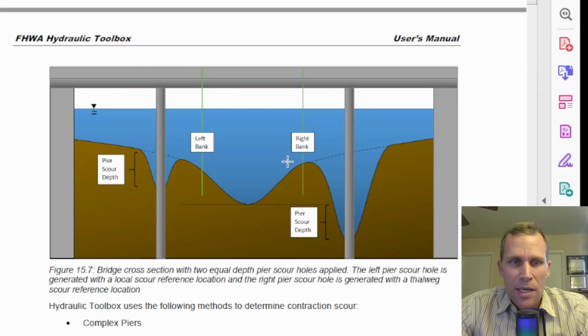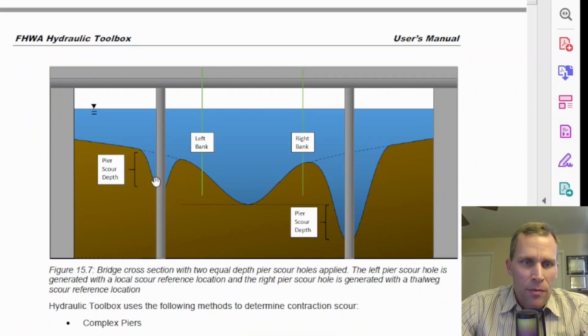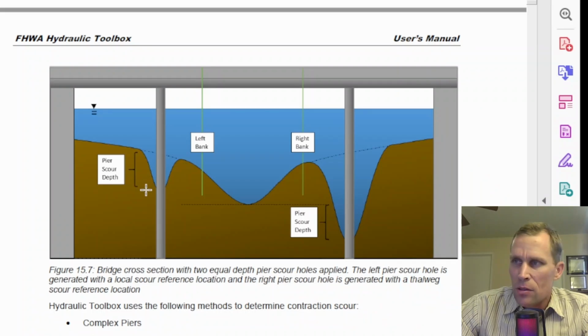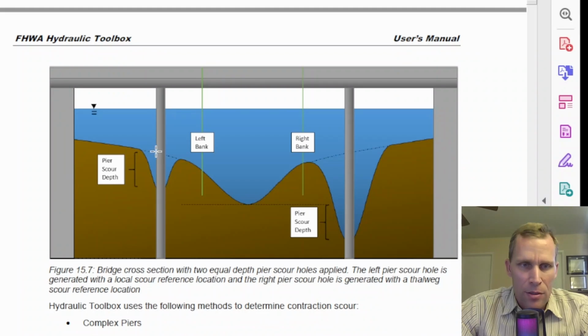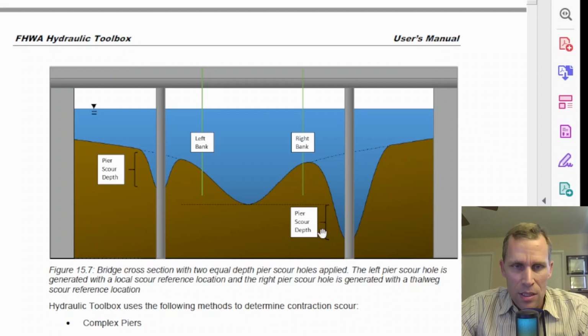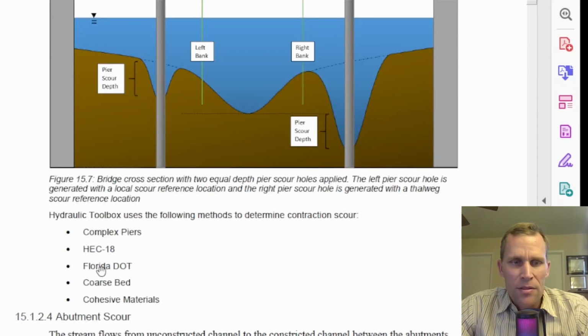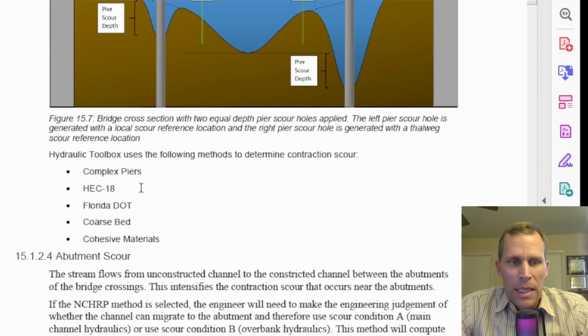But this pier scour has caused a considerable amount of material removal at the left pier and even more so at the right pier. The left pier right here, this is one reference system called local scour reference, where you're measuring basically the distance down from the original stream bed elevation down to where it is now. And then this right pier scour is using what's called Thalweg scour reference. So what you're doing here is just measuring the difference in elevation between the Thalweg of the channel and the depth of the pier scour. Then here are the different methods. Again, we'll talk about that in a little bit more detail in a later lesson.